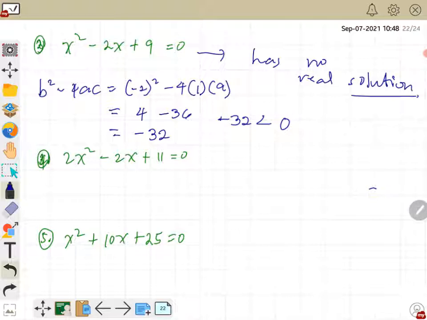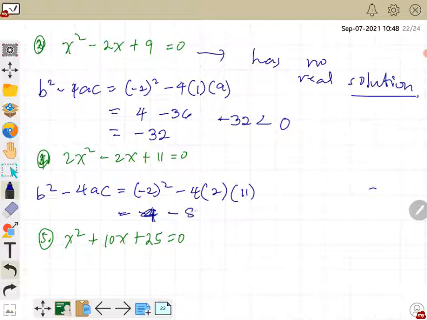I think that's clear enough. Number 4, we have b squared minus 4ac. What is b? Negative 2, so that becomes negative 2 squared minus 4. A is 2, c is 11. So this becomes positive 4 minus 88, and that is negative 84. Negative 84 is less than 0. So this one, the same as number 3, has no real solution.